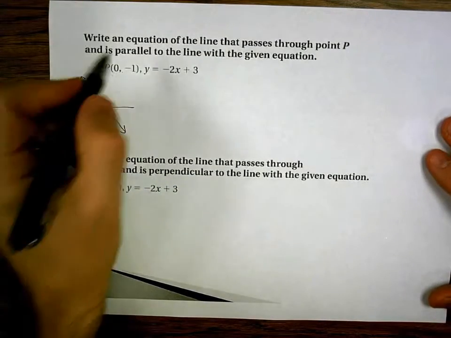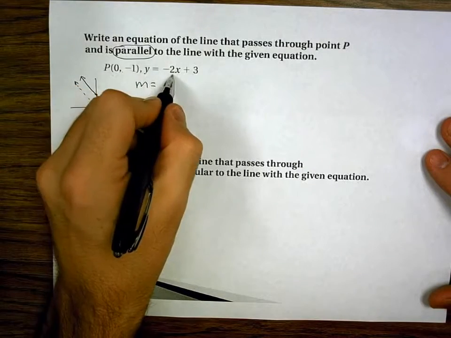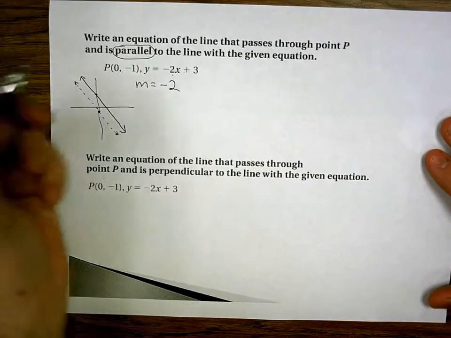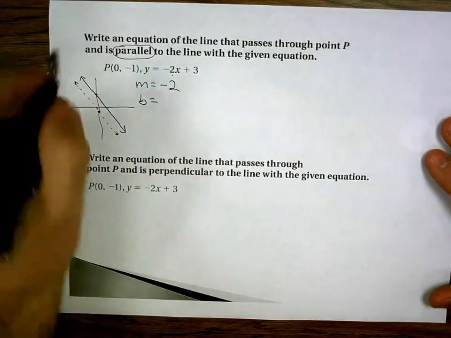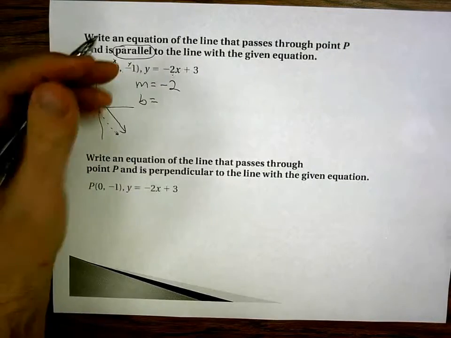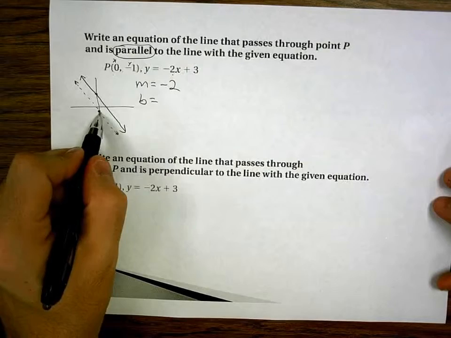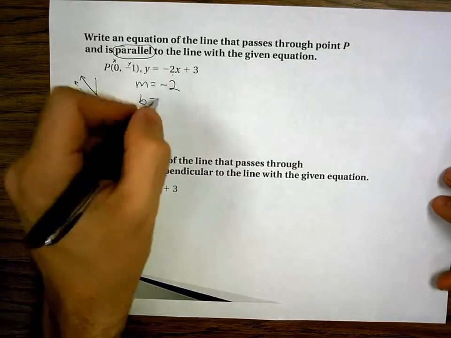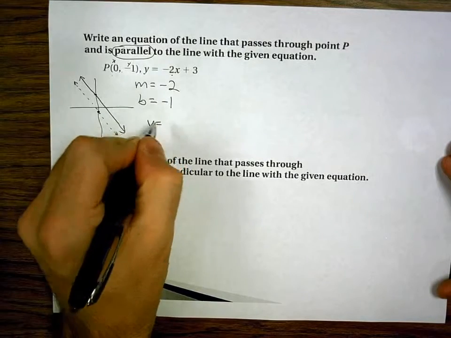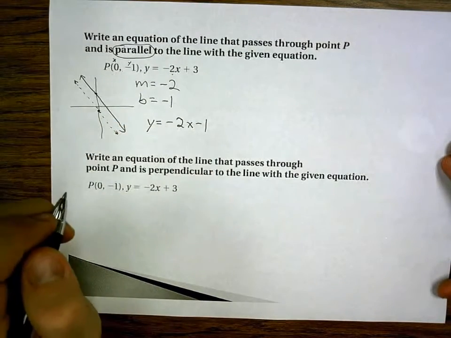Well, parallel tells us we already know our slope. Because the slope has to be the same as that one, it's -2. So all we need left is the y-intercept. Now I could use these as points for x and y, plug them in and solve, but wait, isn't this the y-intercept? Isn't the fact that 0, -1 tell us -1 is our y-intercept? So our equation is y equals -2x minus 1.